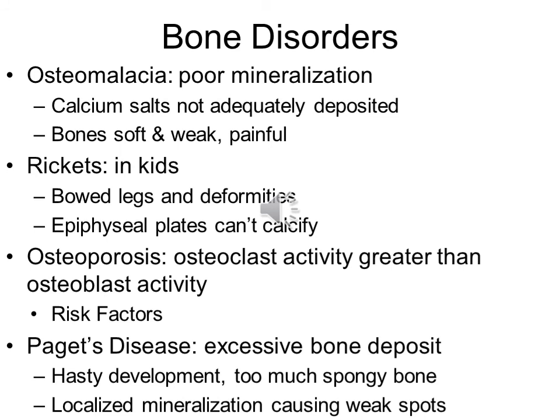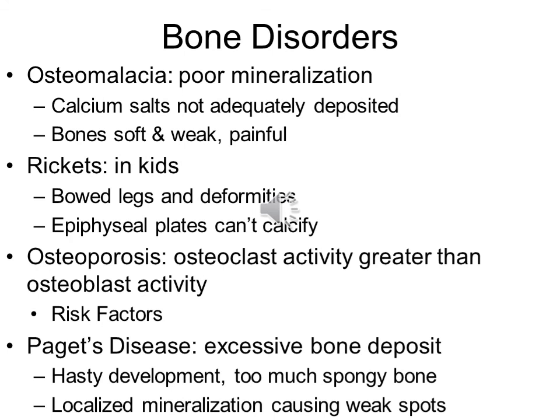Rickets is most common in kids. It's more severe than the adult osteomalacia. Here you could see bowed legs, deformities of the pelvis, the skull, the rib cage. Those are pretty common. The epiphyseal plates can't calcify, and then they continue to widen. The ends become visibly enlarged and long. And again, it could be painful.